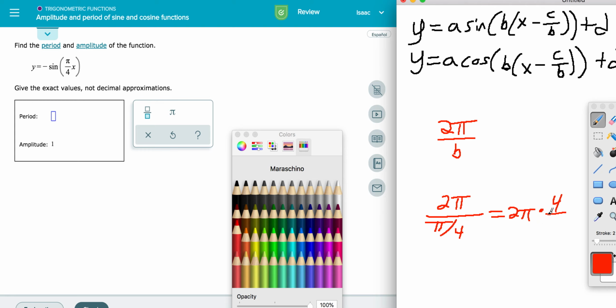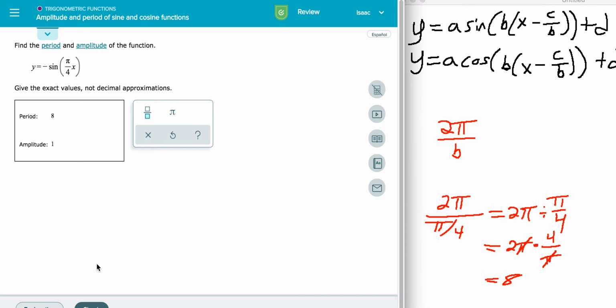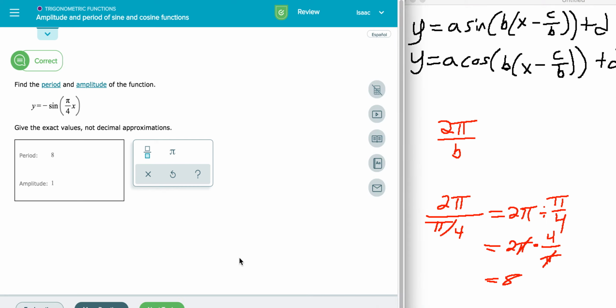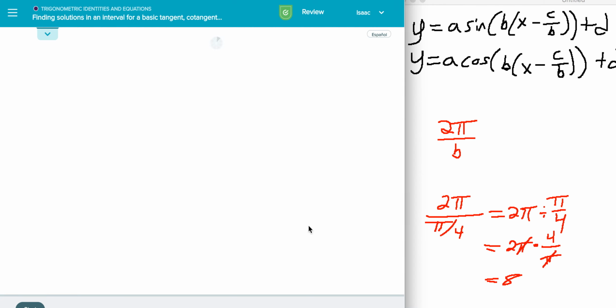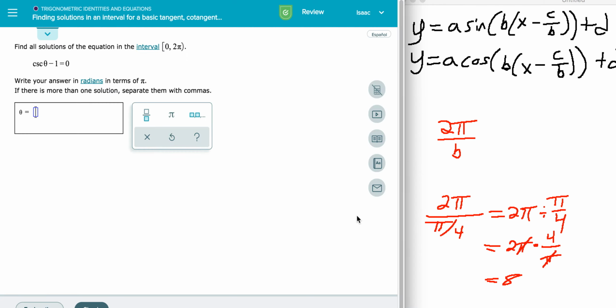Maybe I should write that out. Oh, it's 2 pi divided by pi over 4. That's another way of writing this fraction, right? So you flip and multiply the second fraction. So the pi's cancel out. You're left with 8. Okay, the period is 8. Okay, so hopefully that helps with this topic. Just a little bit of factoring that has to be done.